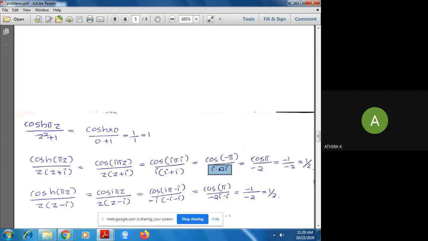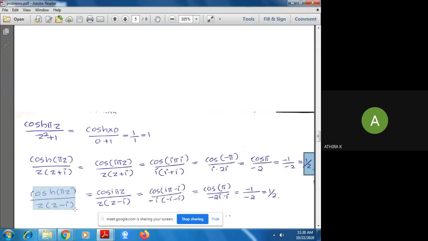That is cos of minus π is equal to cos π, so I write cos minus π as cos π, and the denominator i into i is equal to minus 1, that is minus 2. This is equal to cos π by minus 2. We know that the value of cos π is equal to minus 1, so minus 1 divided by minus 2 equal to 1 by 2.